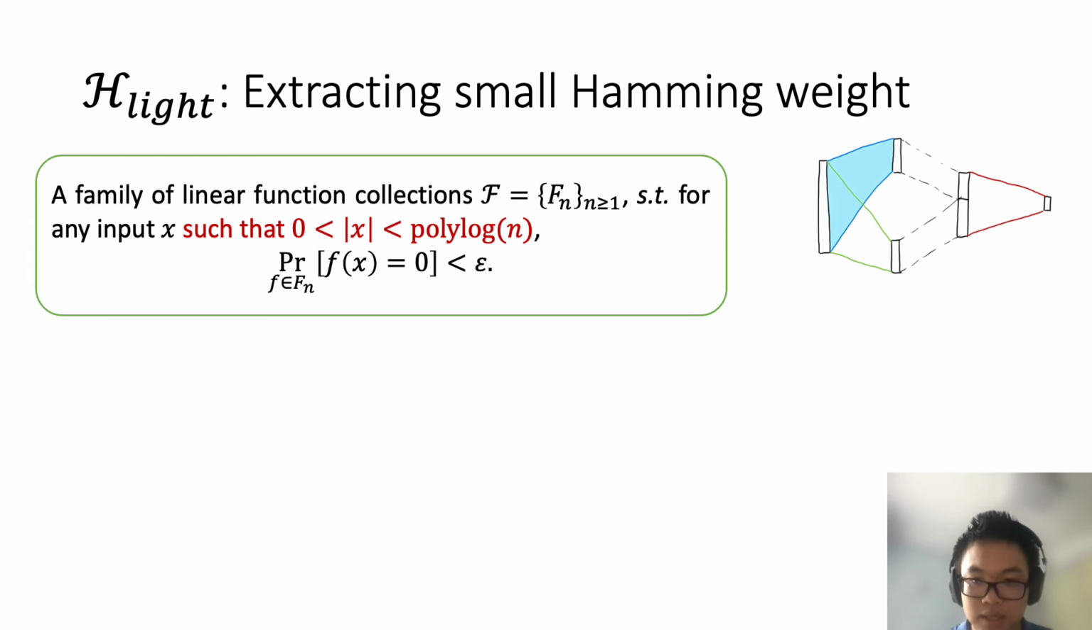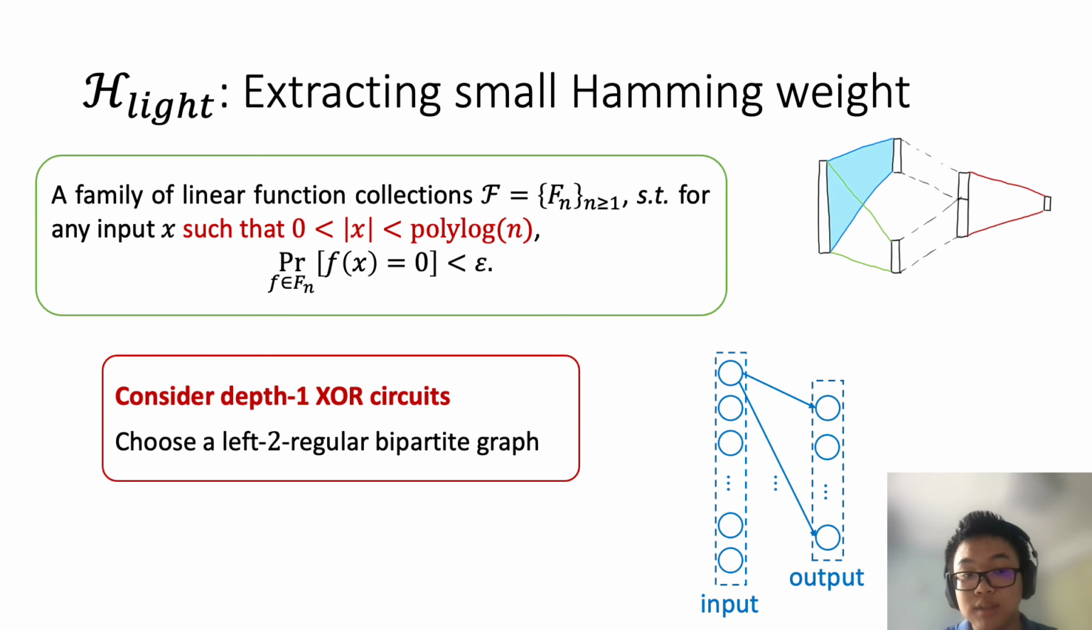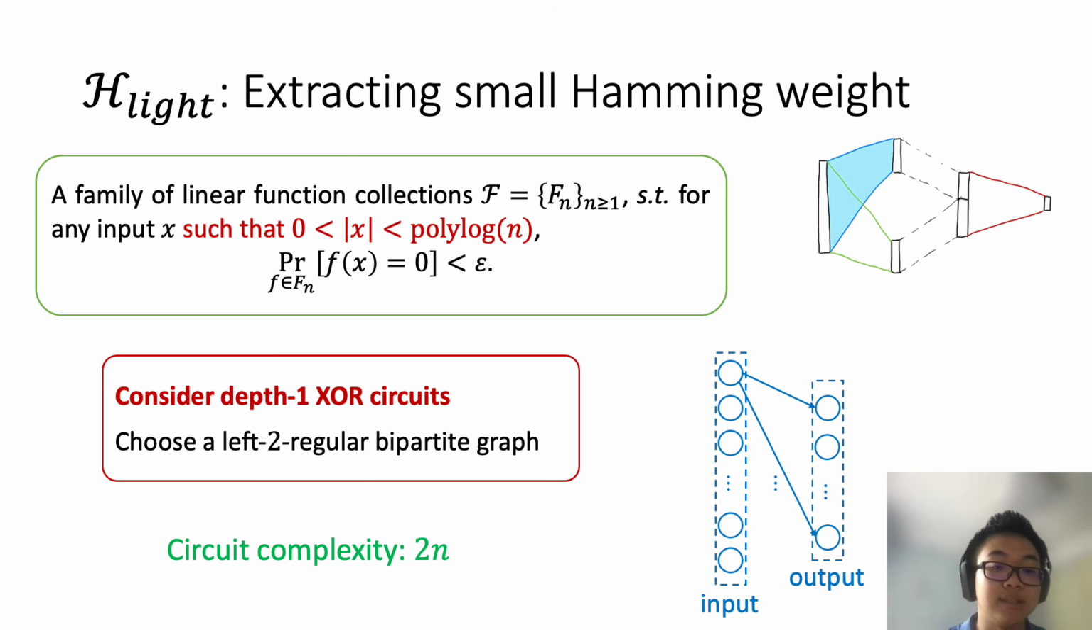The H-light part requires more work. Here we need a family that outputs 0 with small probability for all x with Hamming weight at most polylog n. At first, recall how FLY do this. The circuit we are building is a depth 1 XOR circuit, so there's only one layer of output. Each output is the XOR of some of the inputs. And the circuit is a left-regular bipartite graph, so each input will only be fed to 2 of the outputs. In this way, we can guarantee that the circuit complexity is 2n.